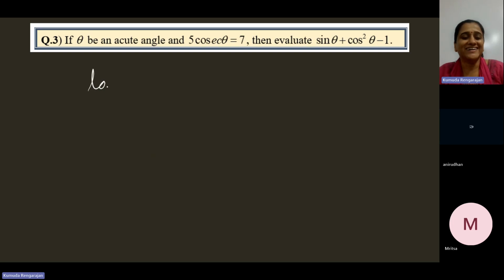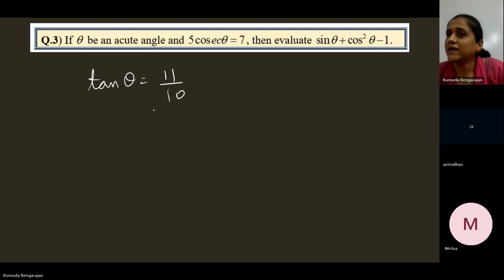Okay, now tan theta is equal to 11 by 10. Is this possible? So what is tan theta? Opposite by adjacent. Opposite or adjacent, anything can be big or small, so for tan theta you cannot say. Anything is possible. 11 by 10 is also possible, 10 by 11 also possible.